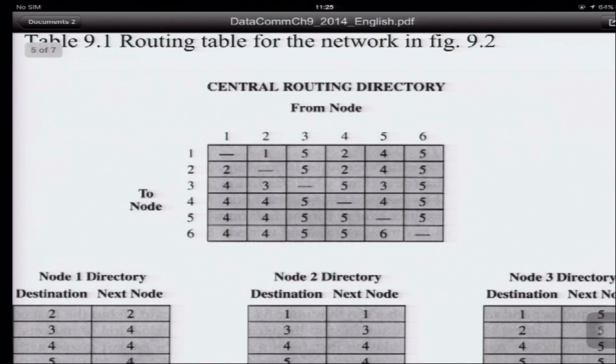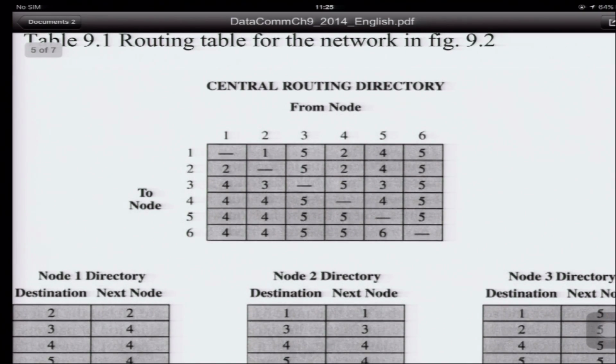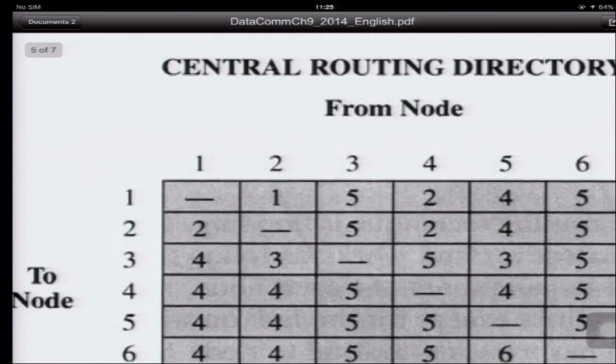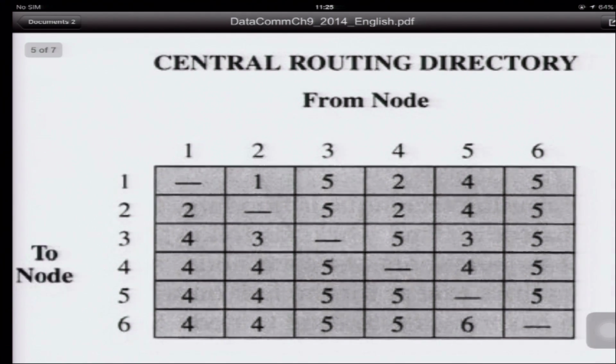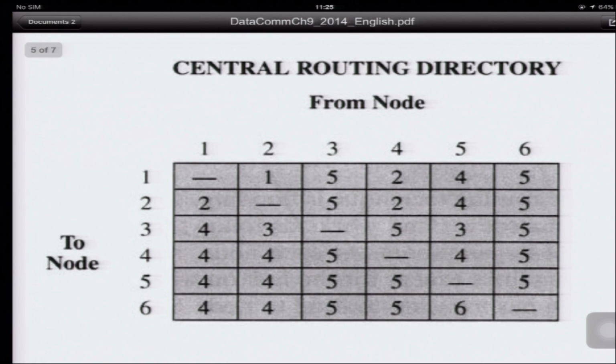In this case, node 1 wants to go to 2. It will go to 2 directly. If 1 wants to go to 3, it will go to node 4. 1 wants to go to 4, go to node 4. 1 wants to go to 5, it goes to node 4. 1 wants to go to 6, it goes to node 4.